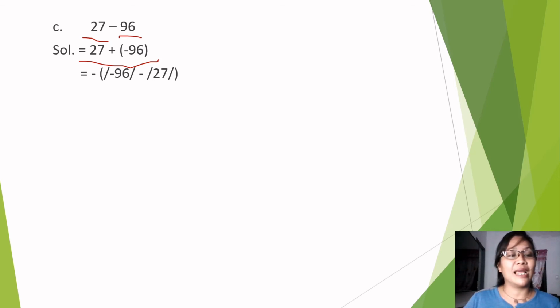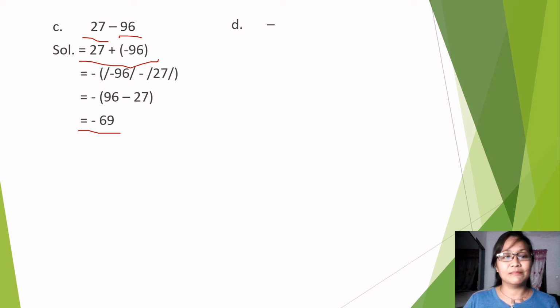And then, subtract their absolute value. So, kung mag-subtract tayo ng absolute value, mauuna yung big number. So, absolute value ng negative 96 minus absolute value ng positive 27. Next, copy the negative sign and then absolute value ng negative 96 is positive 96 minus absolute value of positive 27 is 27. Next, copy the sign negative and then subtract 96 minus 27 is equal to 69. So the final answer is negative 69.